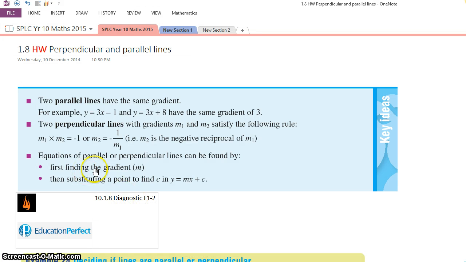How could I actually find an equation of a line parallel to another one? Well, you let the gradient be the same as whatever the line you were given is, and then just substitute in a point. The worked examples from the textbook are pretty easy for this one. I don't think you're going to find them too difficult or challenging, so you can have a look at those if you want to.